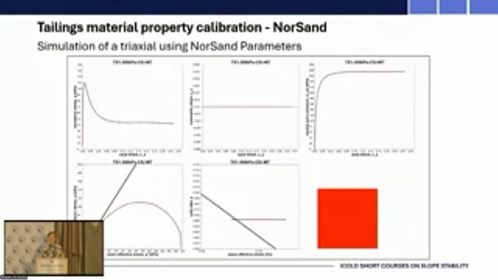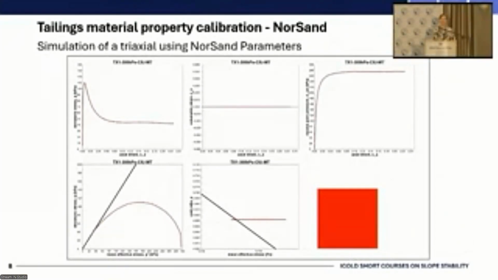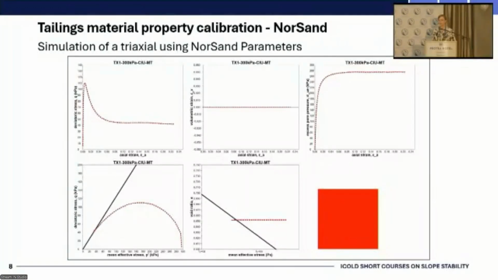Okay, so now getting on to the simulation. What we actually do is we use all of those derived input parameters, we plug them into a finite element or finite difference software package, and we simulate the triaxial test and see how those input parameters work when compared to the actual test data.